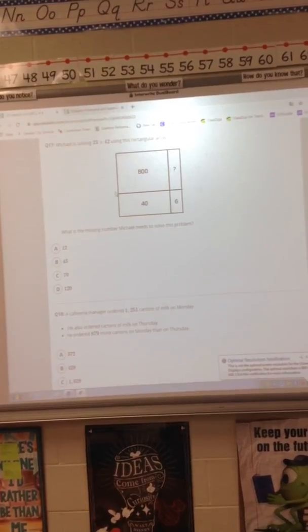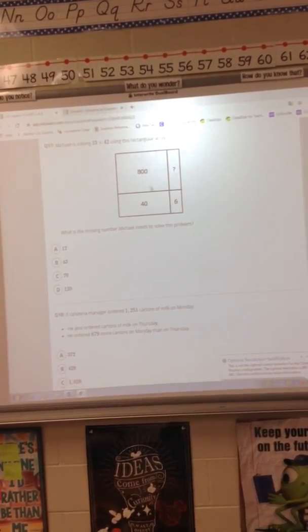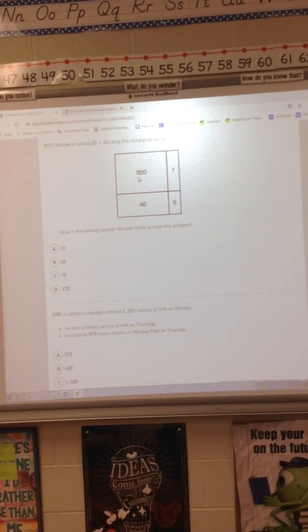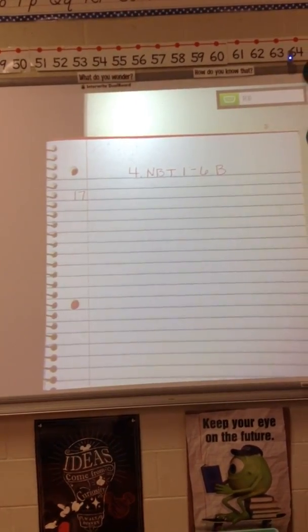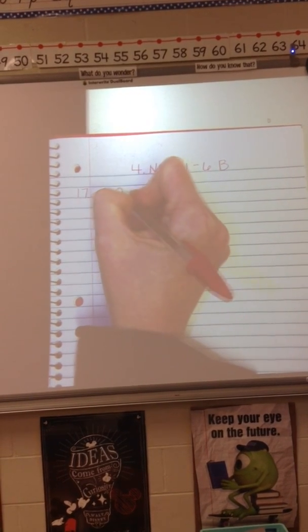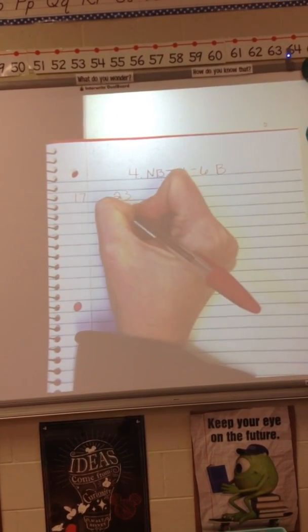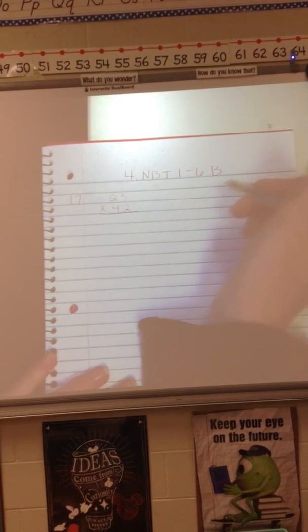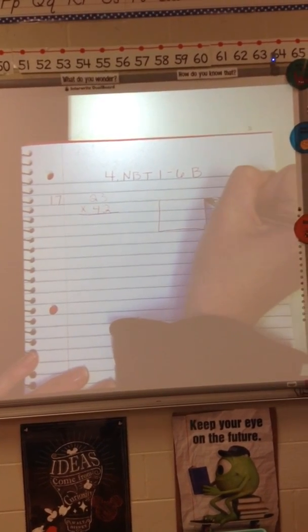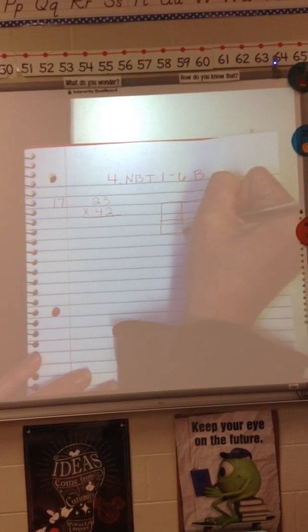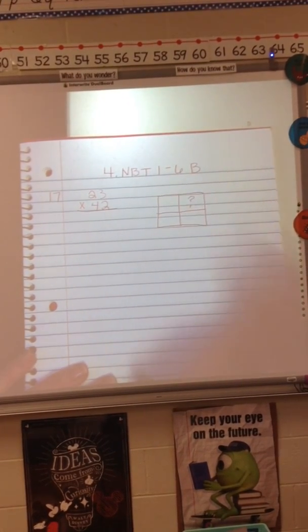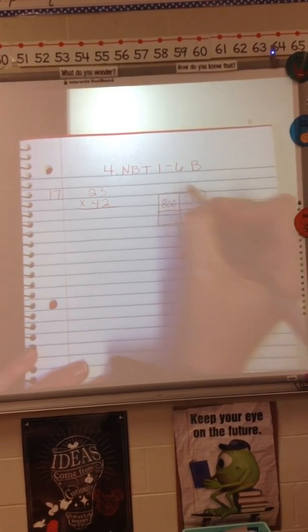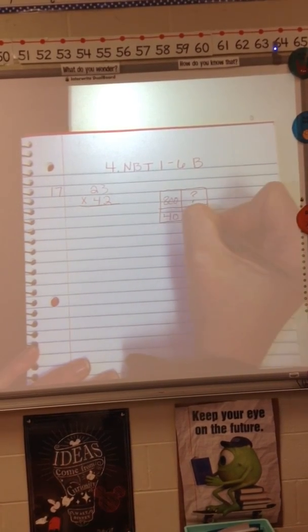So then I will make sure I write down this problem in my math journal and number it, number 17. So let's go back to my math journal. So number 17, I would actually write down 23 times 42, and I would draw my window so that I can find that missing number. The missing number is here, and it has 800 here, 40 in this window, and 6.